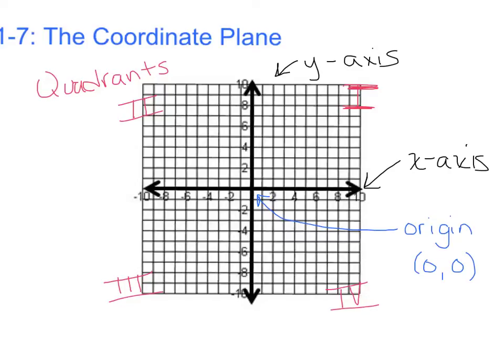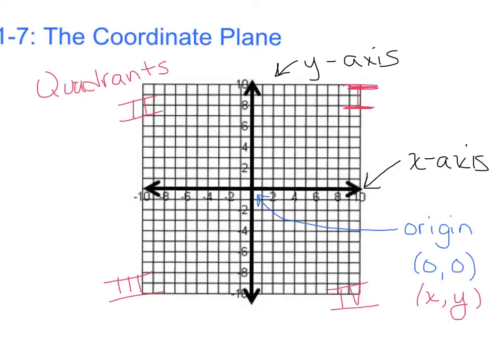Remember, every point can be given an x-coordinate and a y-coordinate. We always list the x value first, followed by the y value. And what the coordinates tell us to do is we begin always at the origin. The x-coordinate will tell us to go to the left or to the right. If it's negative, we go to the left. If it's positive, we go to the right. And then the y-coordinate, the second coordinate, will tell us to go up or to go down.